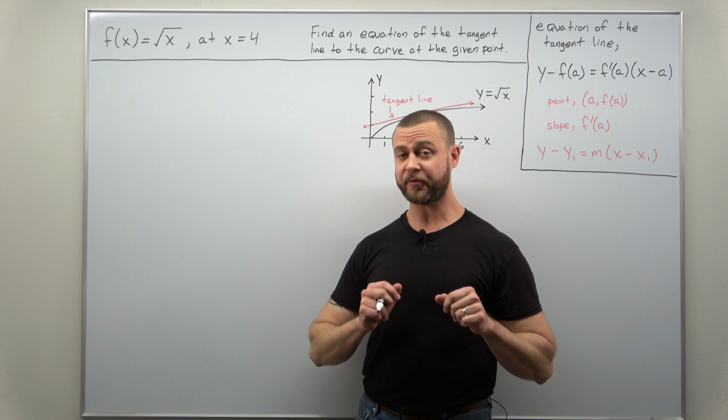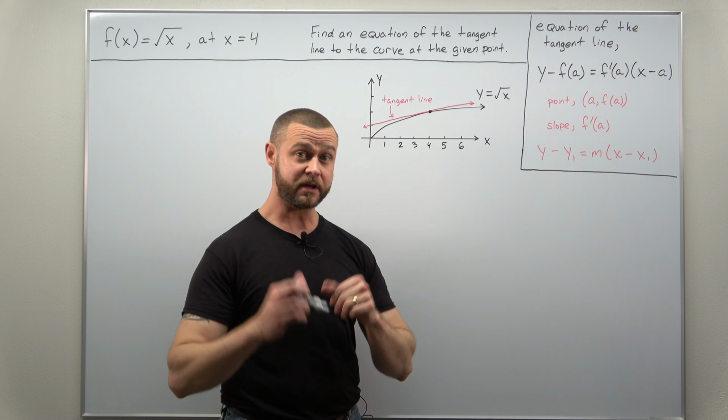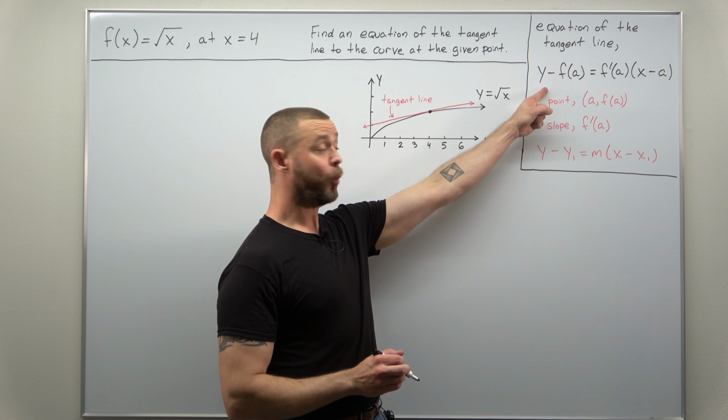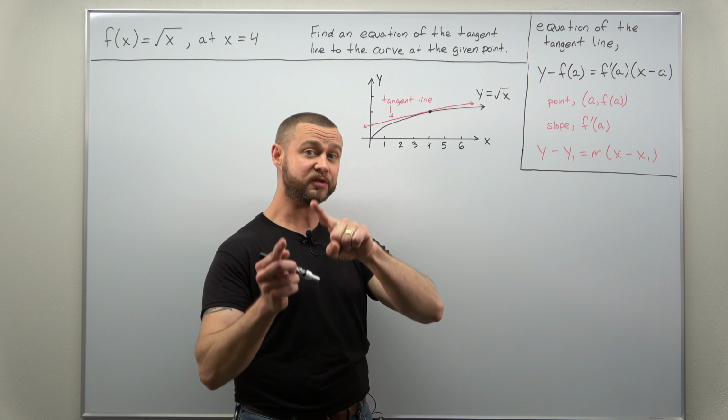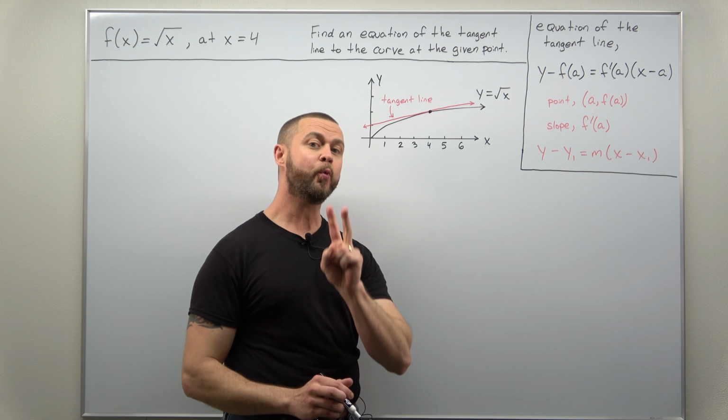We're going to take a look at another tangent line question where the calculations will be really simple using differentiation rules. Make sure you're comfortable with the basic form for the equation of a tangent line: y minus f of a equals f prime of a times x minus a. And that guides you through what you need to calculate.